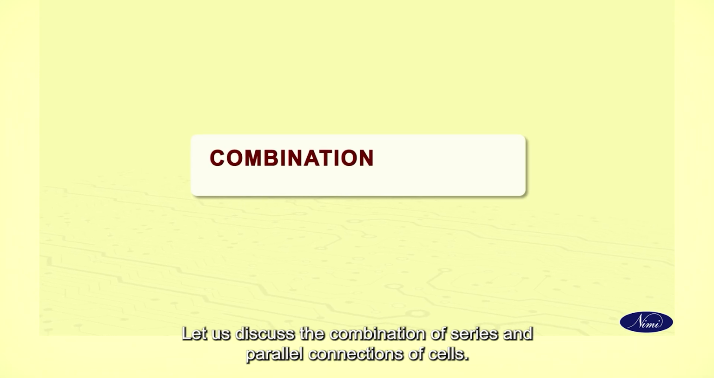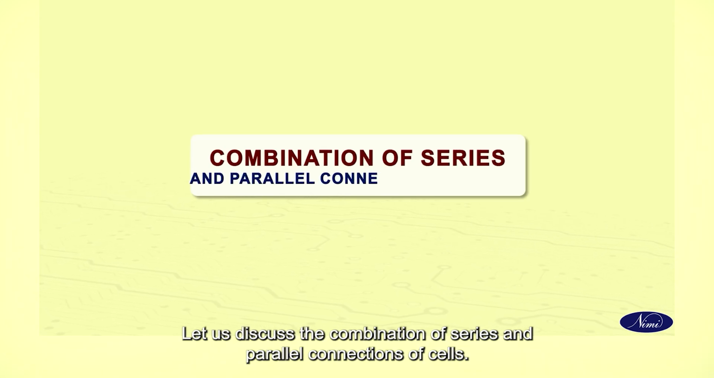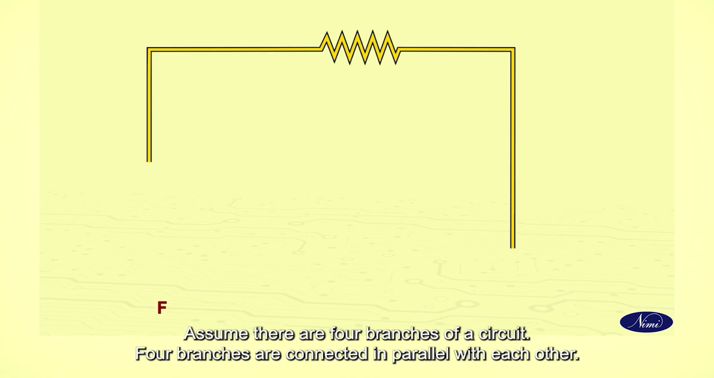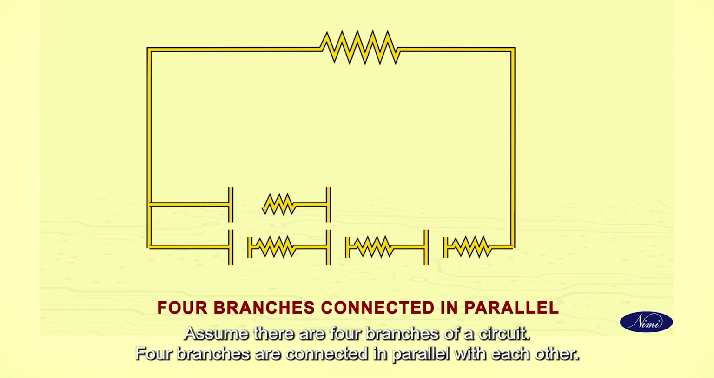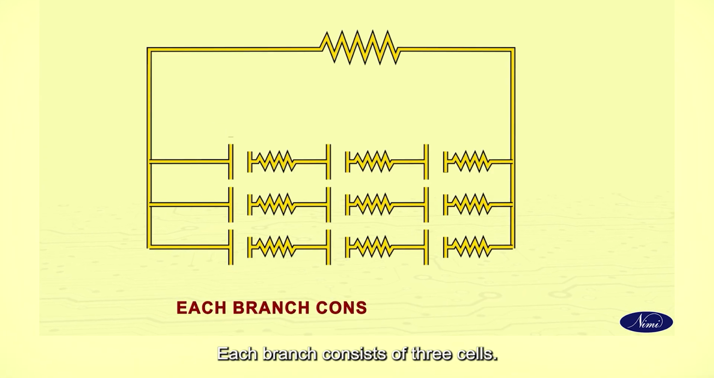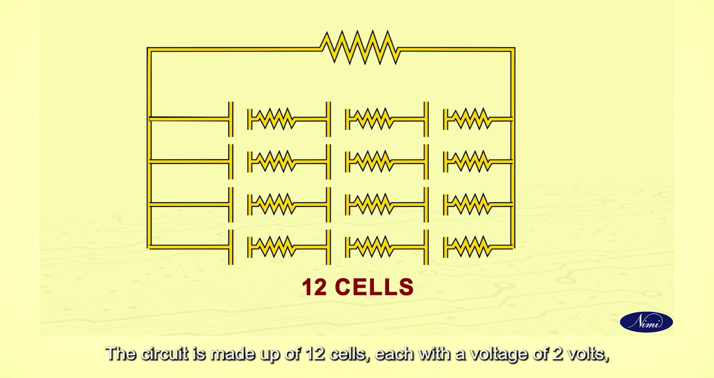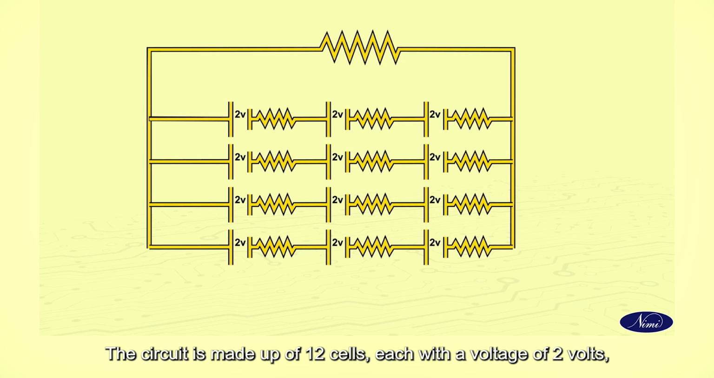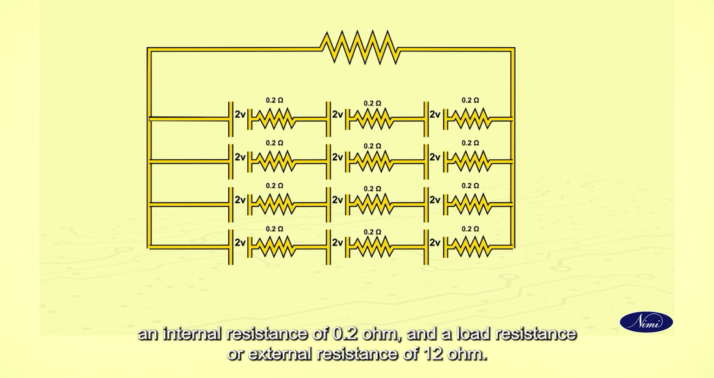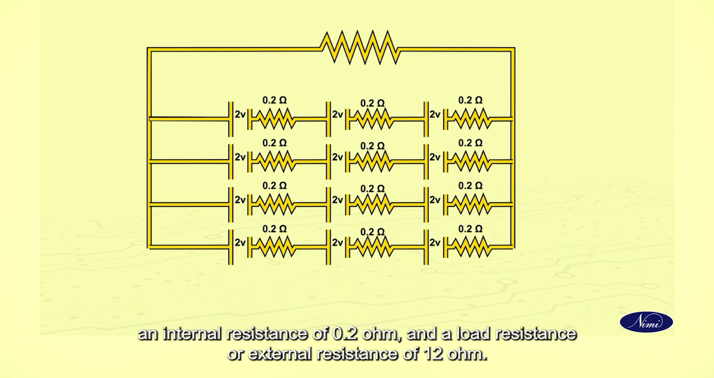Let us discuss the combination of series and parallel connections of cells. Assume there are 4 branches of a circuit. The 4 branches are connected in parallel with each other. Each branch consists of 3 cells. The circuit is made up of 12 cells, each with a voltage of 2 volts, an internal resistance of 0.2 ohm, and a load resistance or external resistance of 12 ohm.